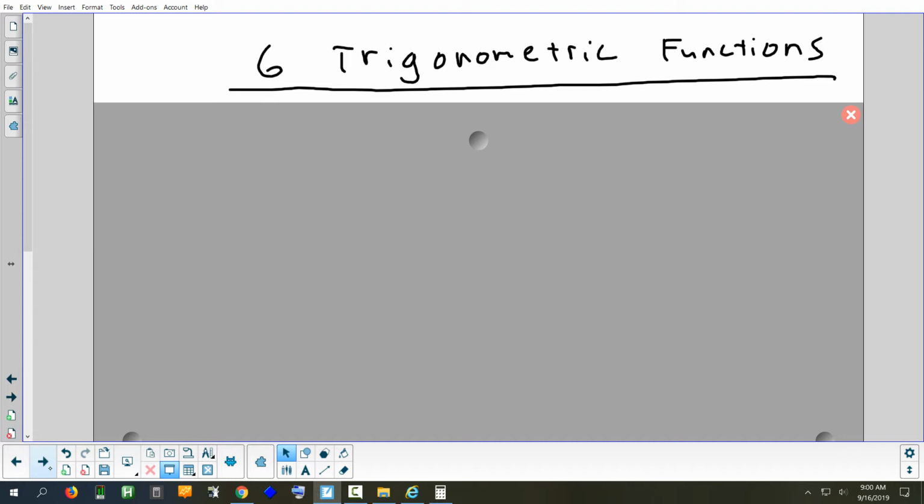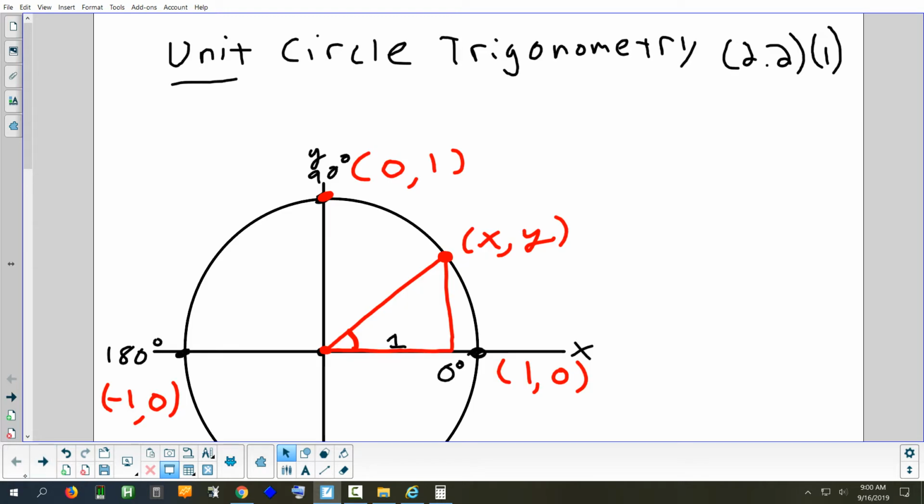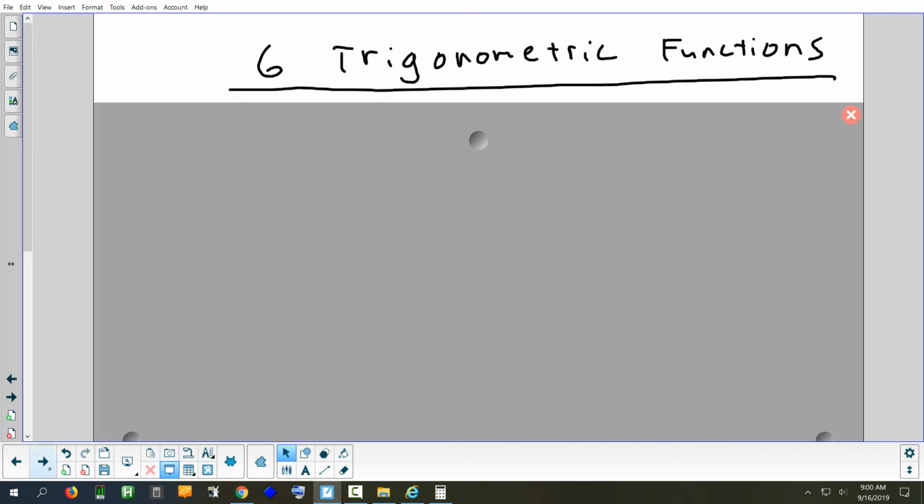So a coordinate has 2 values. Okay? It's got an x and it's got a y. If you can find those 2 numbers, the x and the y, you can do all 6 of these. All right. Can anybody name one of the 6 trig functions?